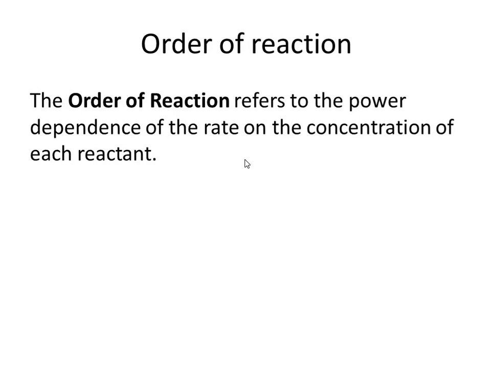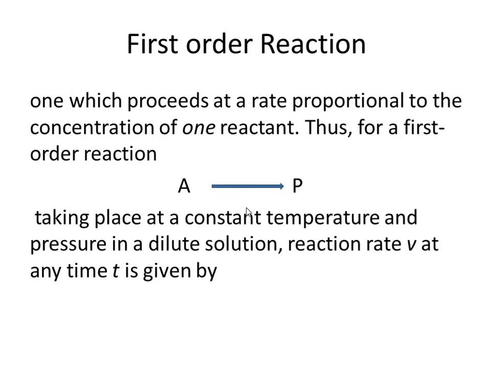The study of the law of mass action led to the concept of the order of reaction. The order of reaction is nothing but the power dependence of the rate on the concentration of each reactant. So these orders are of various types. We will learn each of them. First, the first order reaction. A first order reaction is one which proceeds at a rate proportional to the concentration of one reactant.